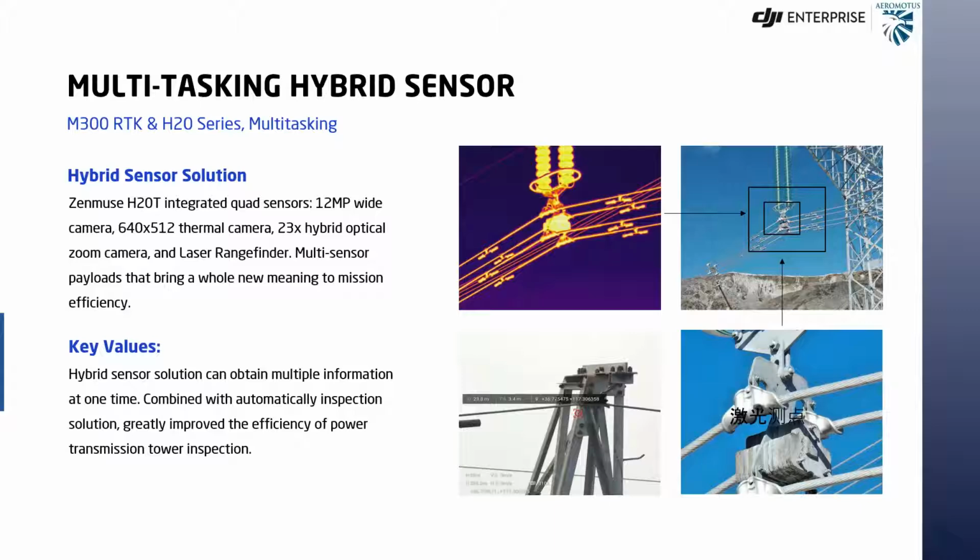A hybrid sensor. Why do we say it's a hybrid sensor? It's got basically 4 sensors primarily: a 12 megapixel wide camera, 640 by 512 thermal camera, 23 times hybrid optical zoom, and a laser rangefinder. That makes it unique in the industry as one of the most advanced commercial drone platforms.